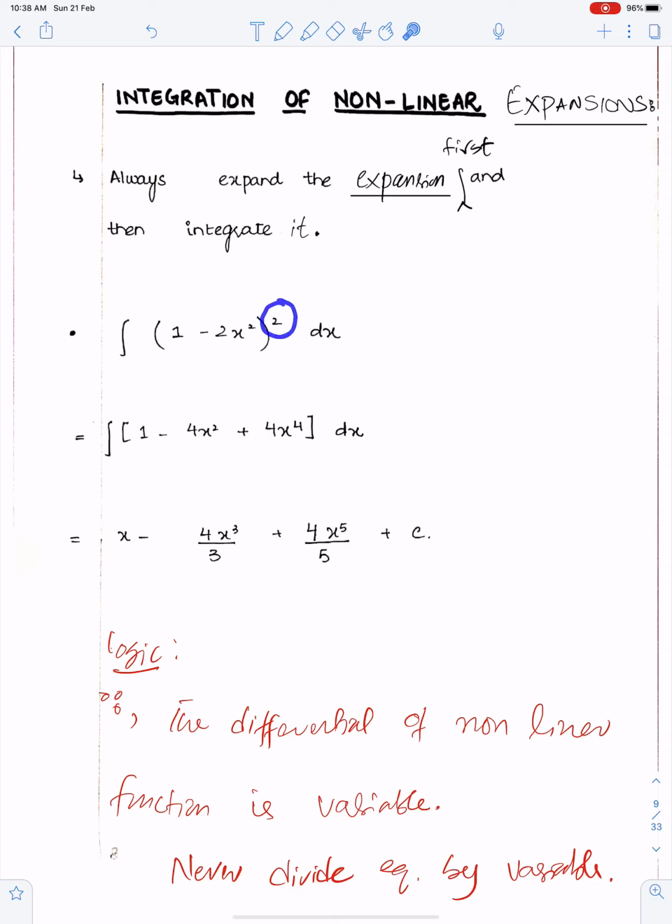So this is the non-linear expansion. This function is non-linear. First you need to expand it, simplify it and then integrate it. This is the expanded form of this expansion. Now you can integrate this. 1 will become x, this will become 4x cube over 3 and this will become 4x power 5 over 5.